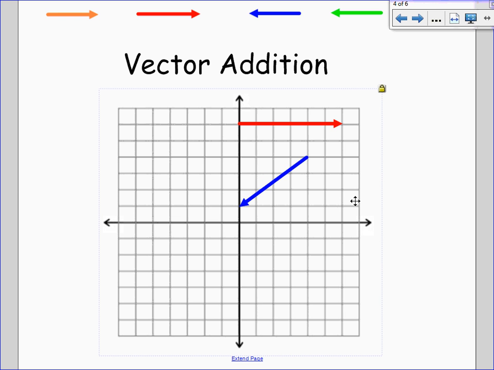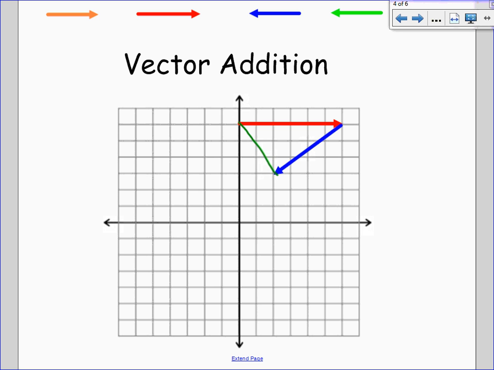And I wanted to add those two vectors together. We're still going to use tip to tail, but notice this time it's not going to be linear. It's going to create a shape. So I'm going to take the tip of the red arrow and line it up with the tail of the blue arrow, just like that. The final step is we're going to want to connect those two vectors. And then the question is, which direction will it go?